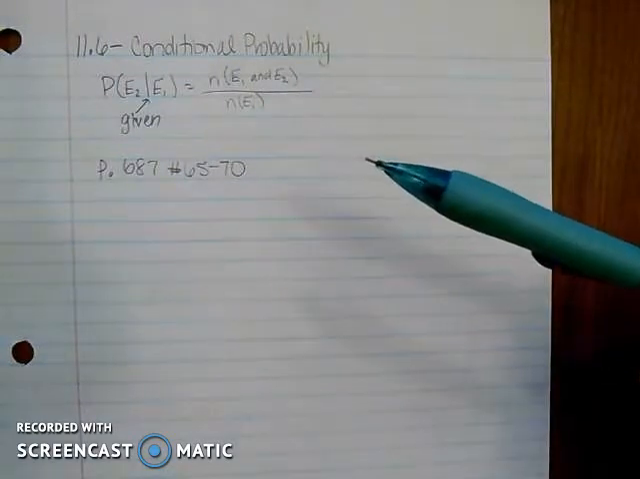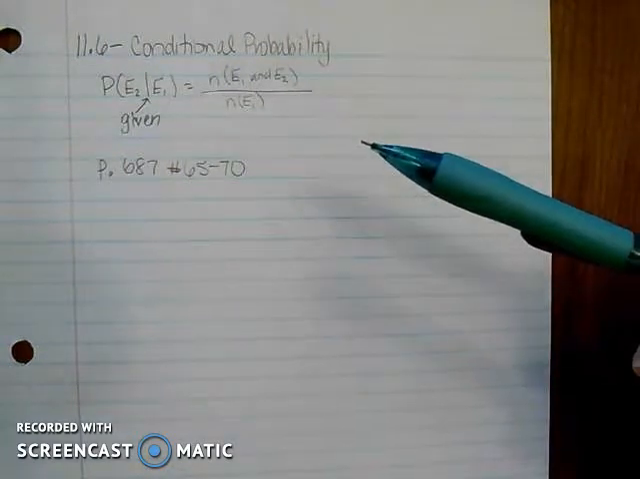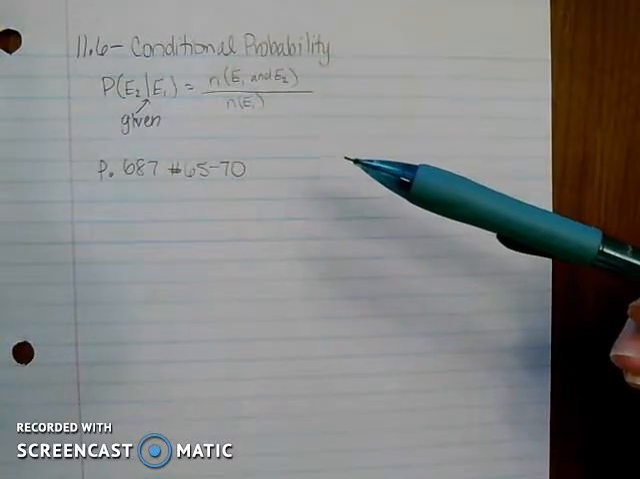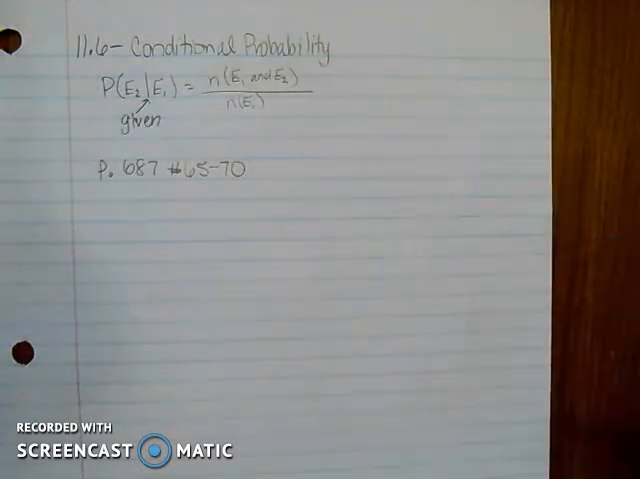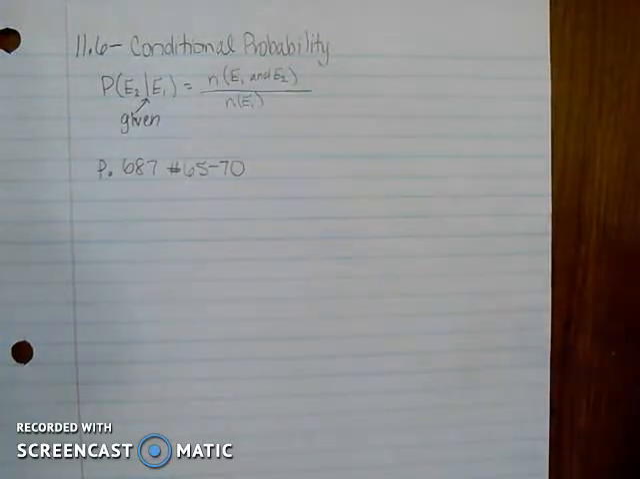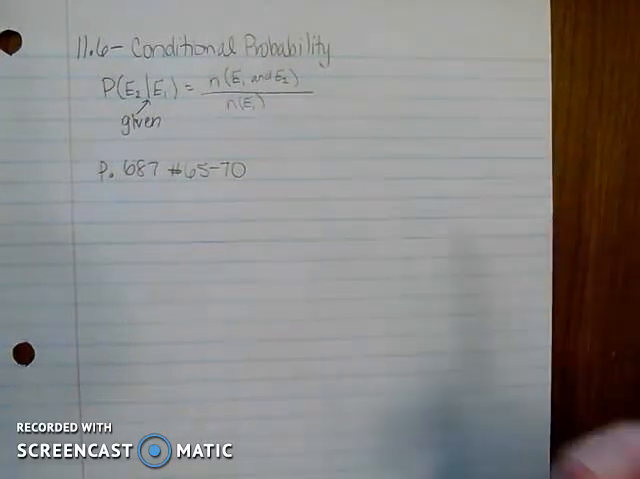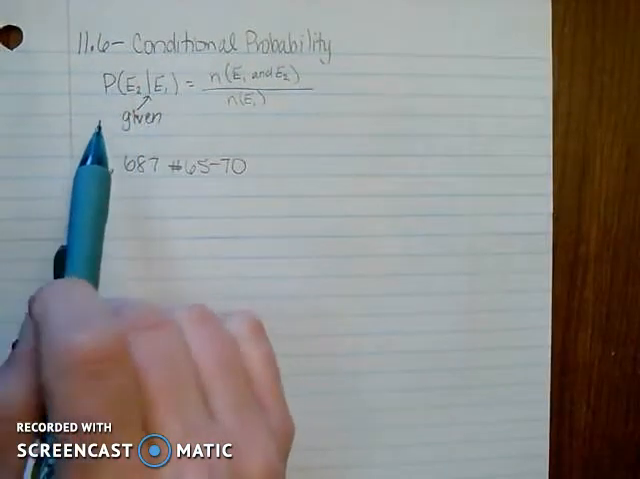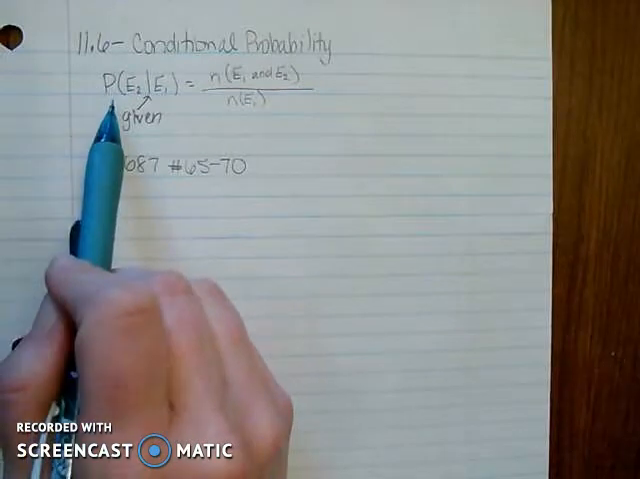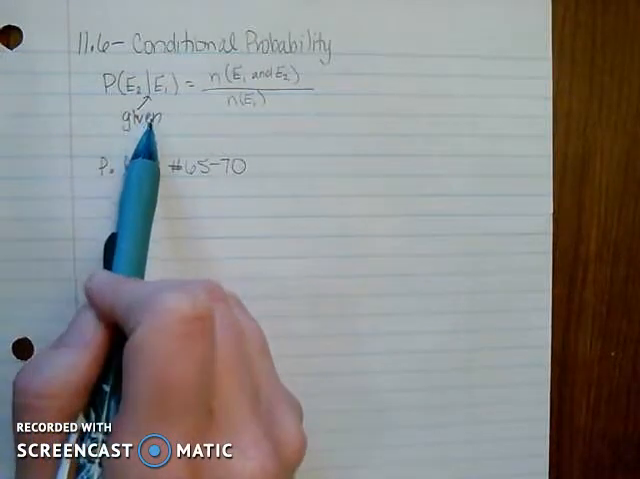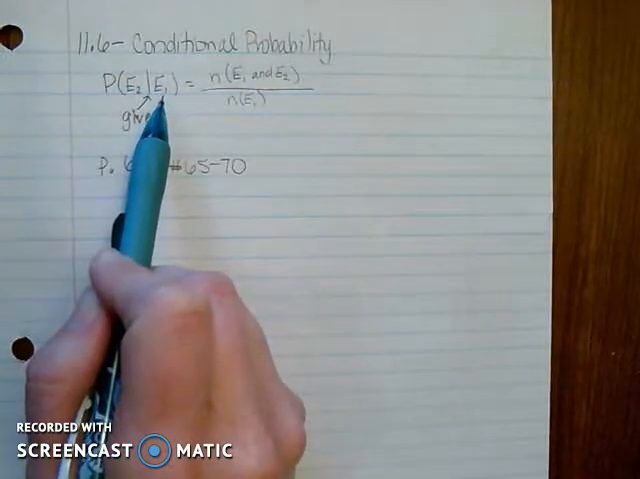Okay, so this is our last section in chapter 11. It's called conditional probability. And this formula looks a little scary, but I don't want you to try to memorize this formula. Once we do the actual problems, I think you'll see how easy it is and you don't need this formula. But I just wanted to show it to you. So what this says is we're finding the probability of event 2 happening given that event 1 has already happened.